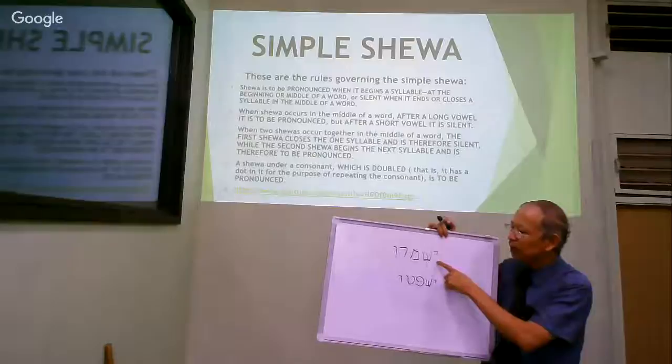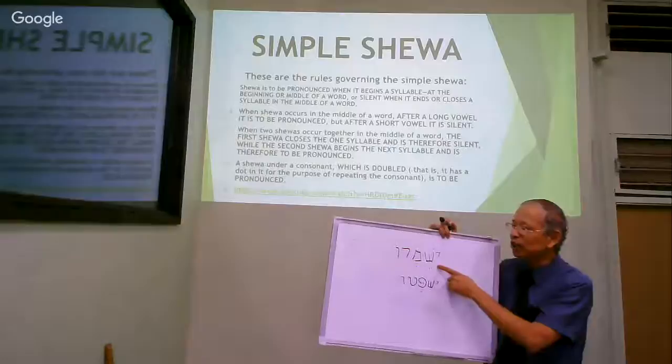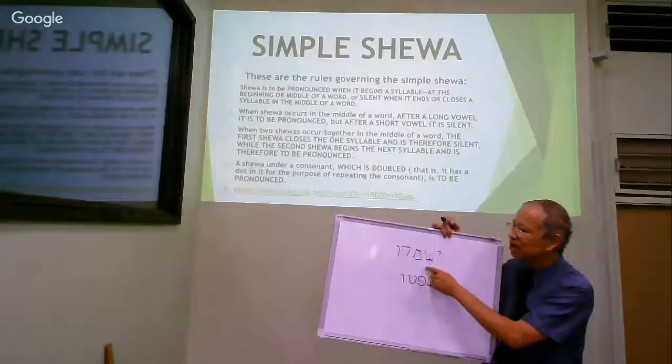If it follows a short vowel, it is not to be pronounced. So both rules make this have to be silent. It's Yish, it's not Yishe Meru, it's Yish. So this is silent. Now another rule applies to this simple Shewa over here under the Mem.